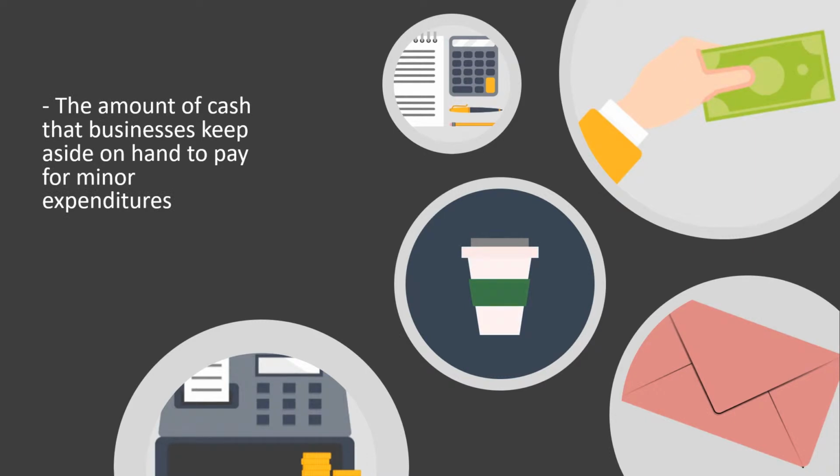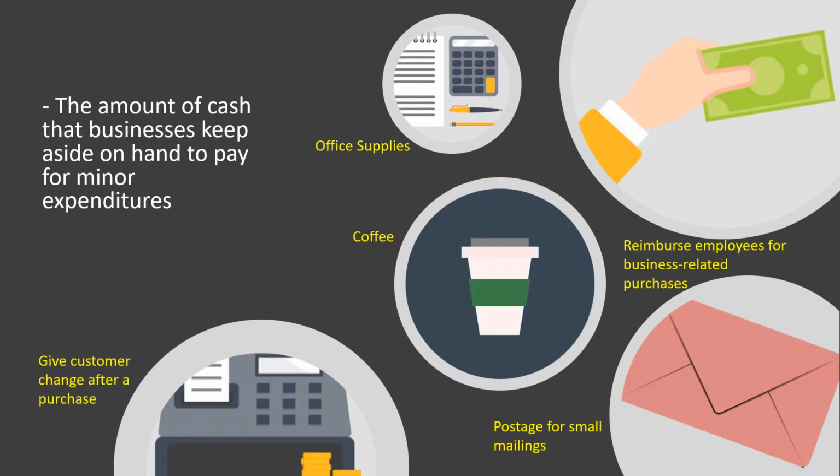A petty cash fund is a certain amount of cash that businesses keep aside on hand to pay for minor expenditures. These would include office supplies, coffee for staff members, cash needed to reimburse employees for business-related purchases, postage for small mailings, and lastly, to give customers change after a purchase.